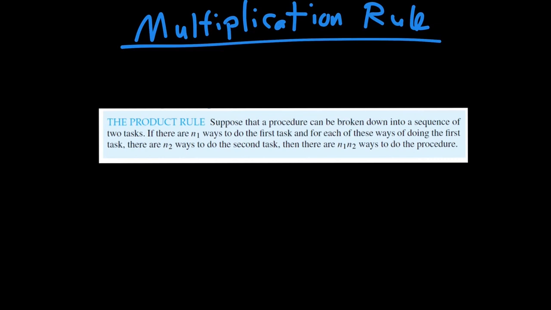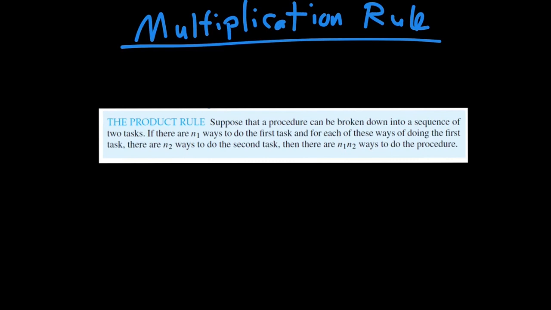or the product rule. The product rule says, suppose a procedure can be broken down into a sequence of 2 tasks. If there are n sub 1 ways to do the first task, and for each of these there are n sub 2 ways to do the second task, there are n1 times n2 ways to do the entire procedure. So in that silly made-up example I have, there were 3 ways to do the first task, which was picking out a shirt, and then once you know a shirt, there were 2 ways to pick out a pair of pants. So there were 3 times 2 ways to pick out an outfit. That's the multiplication or product rule.